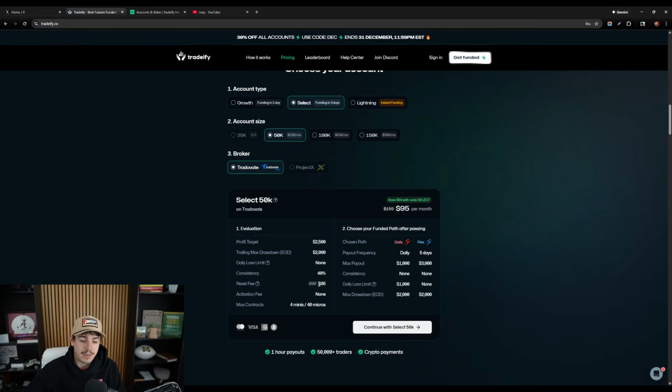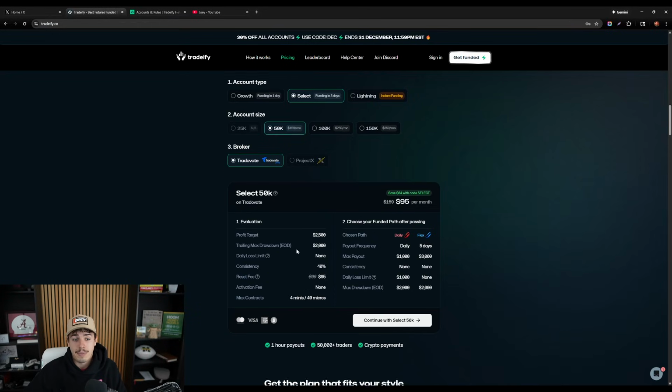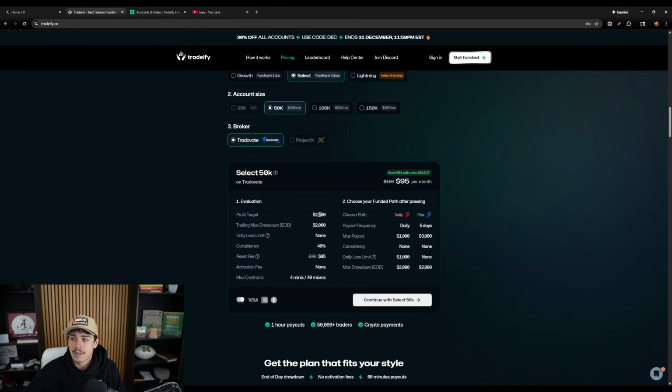Okay. Reset fee $95, no activation fee. So again, you're all in $95 here on this evaluation, and no activation fee. So eval pretty easy to pass, considering $500 less than pretty much every other firm for 50K account. And then you have two options. So after you pass the eval, you can choose two paths: daily or flex.